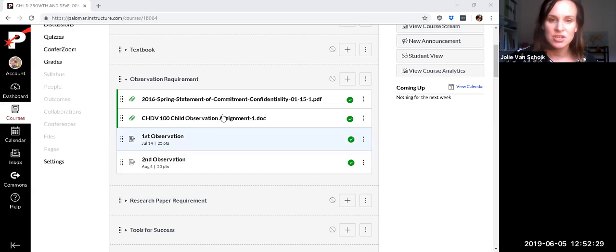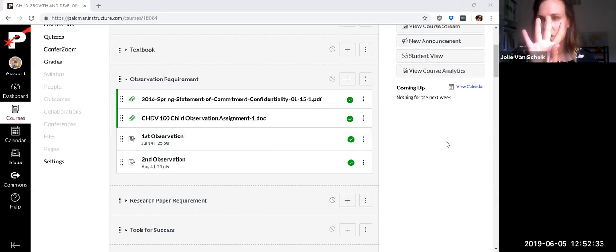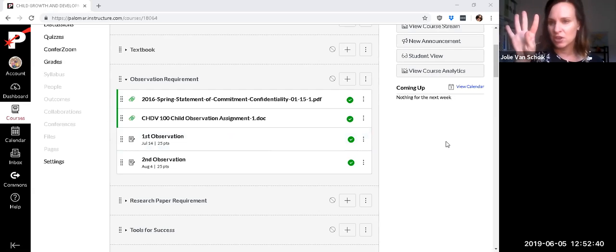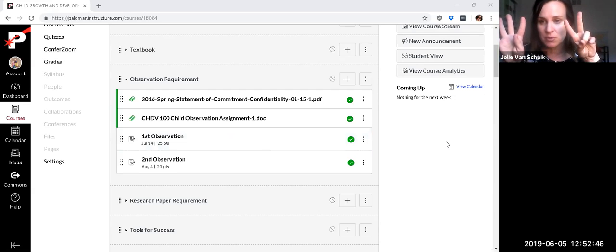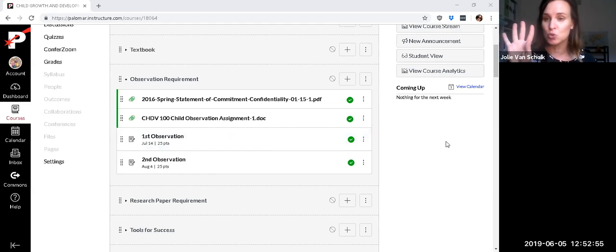So in the observation assignment, we have 4 categories of ages. We have infant, toddler, we have preschool, we have middle childhood, which is like elementary school, and then you can interview an adolescent. So there are 4 age categories, but you only have to pick 2 of them to observe. You're not doing 4 observations, you're only doing 2 observations, and it's your choice, the dealer's choice, which of the age groups you pick.